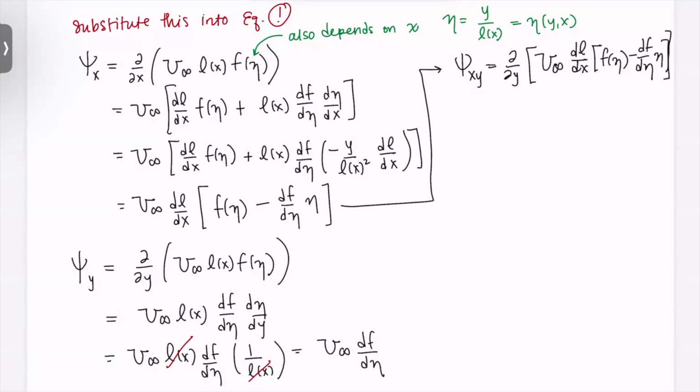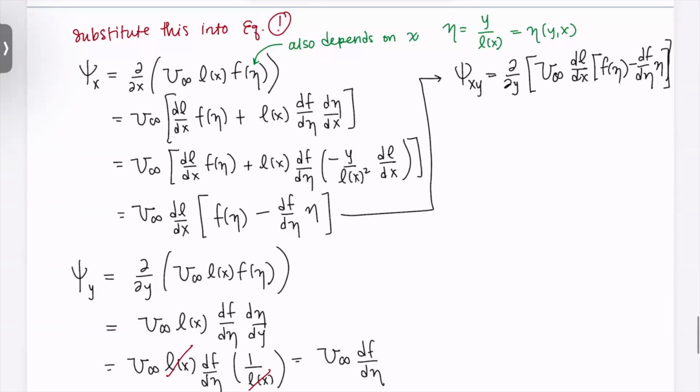I'll try to. Okay. U infinity is a constant, so I'm gonna take it out front. And partial L partial X is also a constant relative to Y. So I will put those out front.